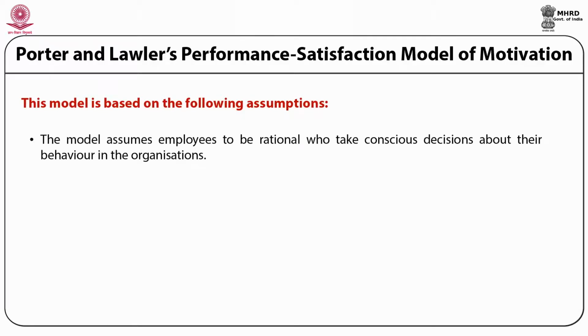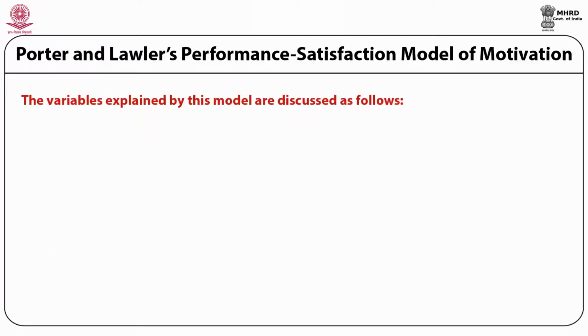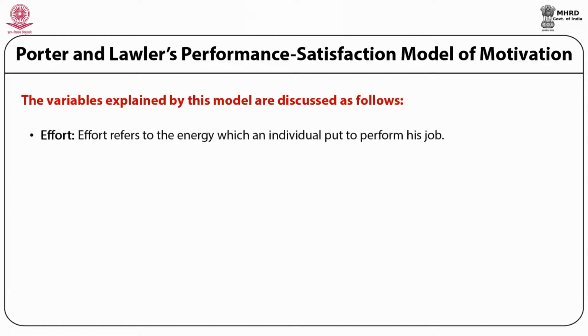The model assumes that employees are rational beings who take decisions very consciously. All employees have different needs, desires, and goals. Individual behavior is determined by a combination of situational factors, environmental factors, employees' traits, and perception about the role. The variables explained by this model are discussed as follows. The first variable given by this model is effort. Effort refers to the energy which an individual puts to perform his job.